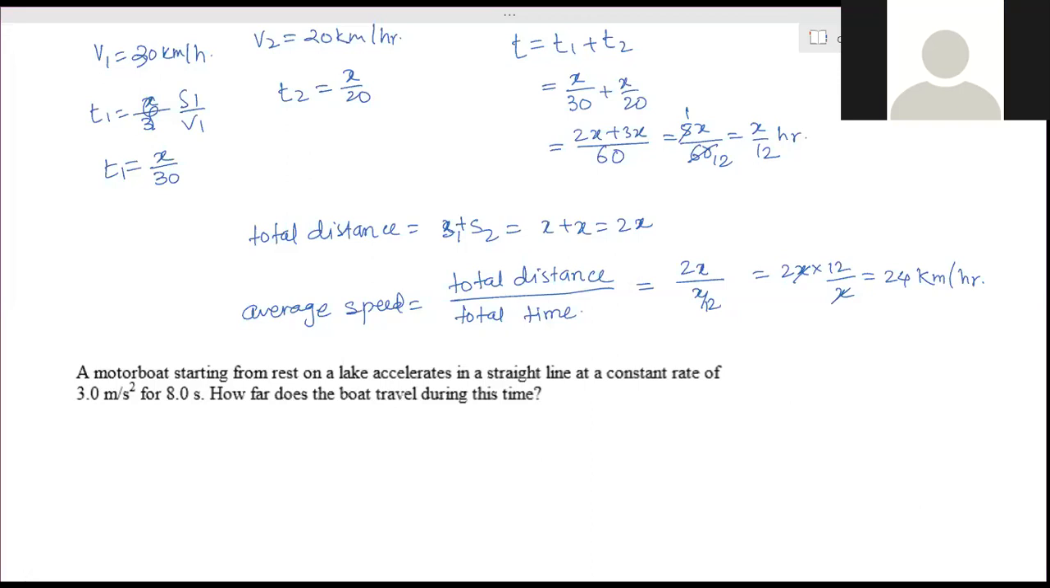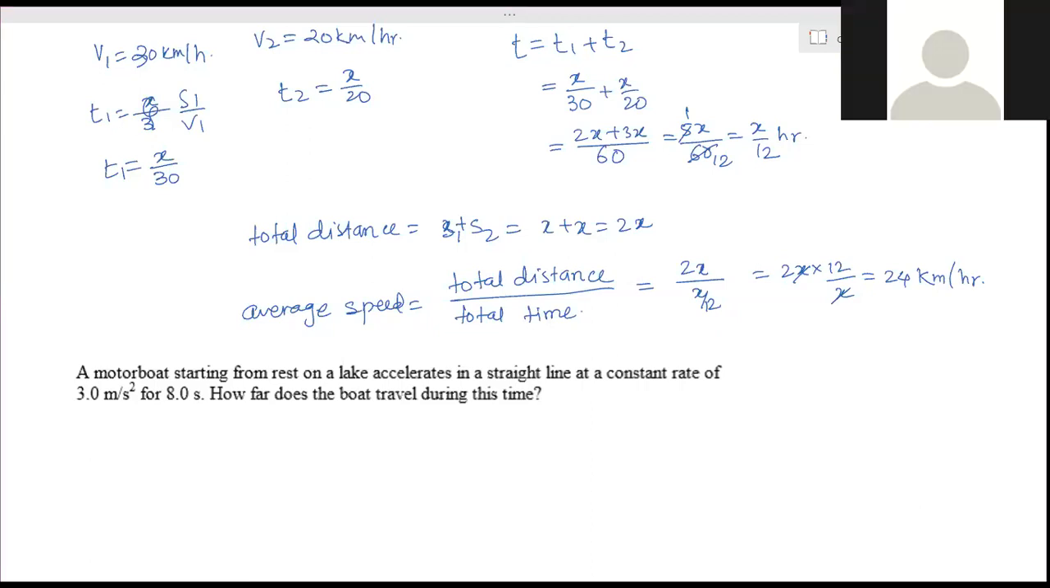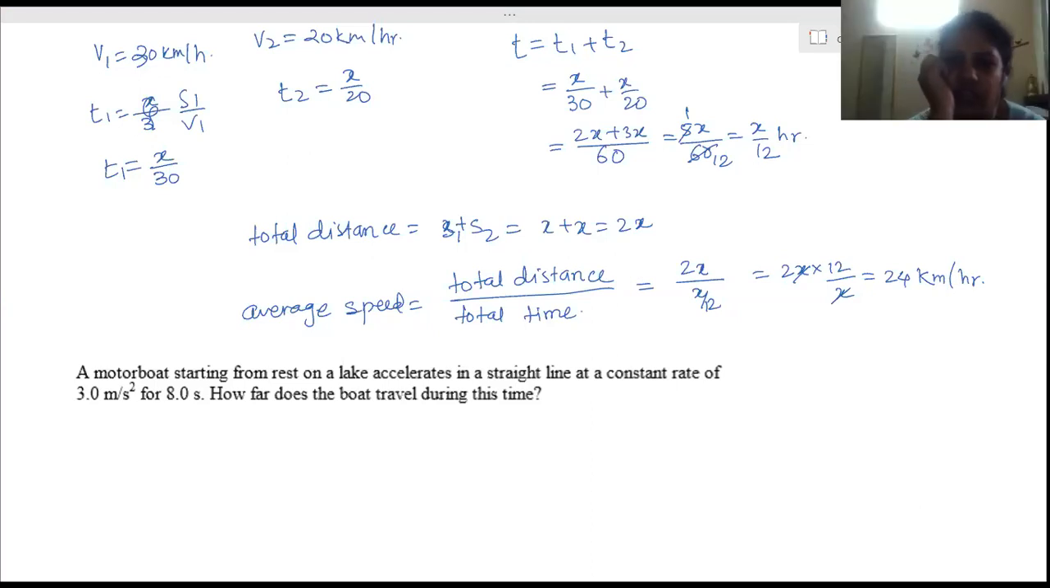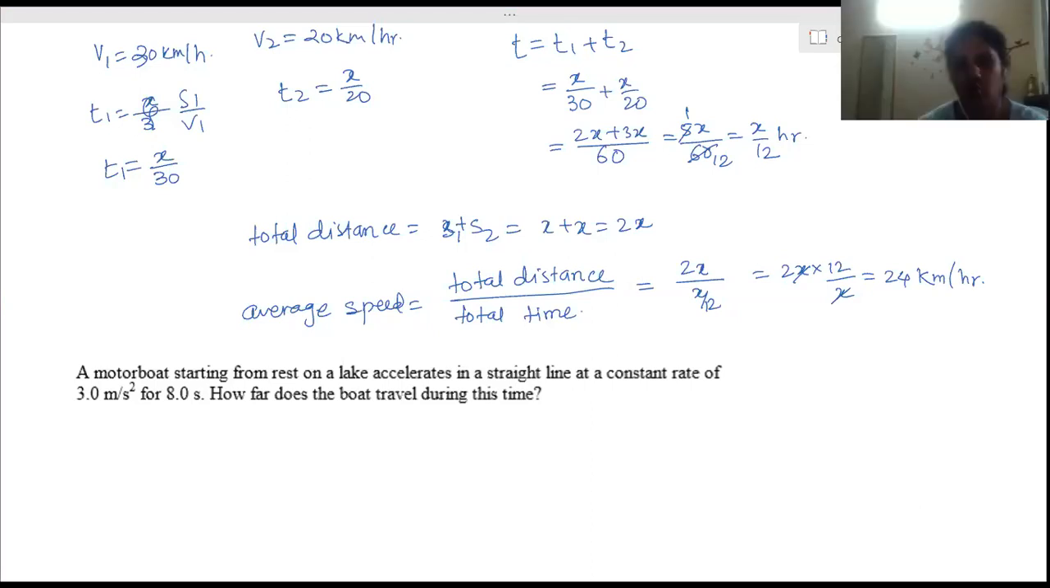Ma'am, should I say the answer? 24 meter per second. That's what I was asking. What's the answer? 24 meter. They are asking distance, no, ma'am? How far does the boat travel during this time? Distance is in meter, not meter per second, not speed. No, it's not 24.